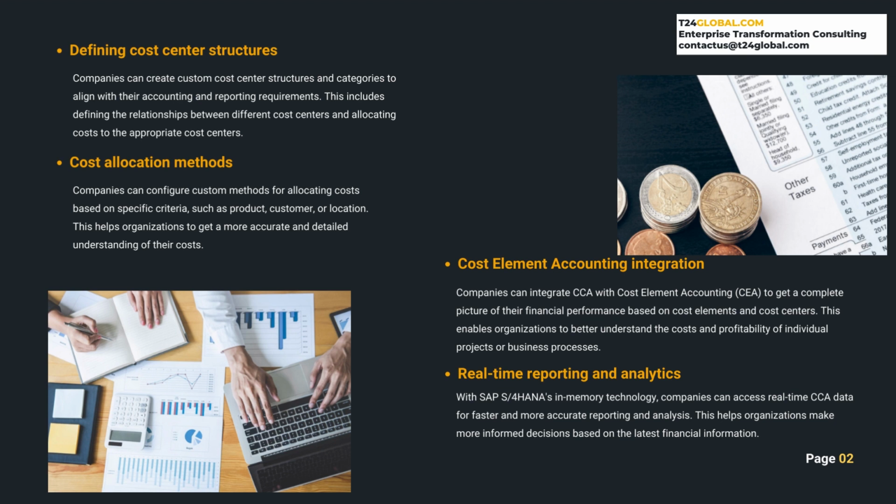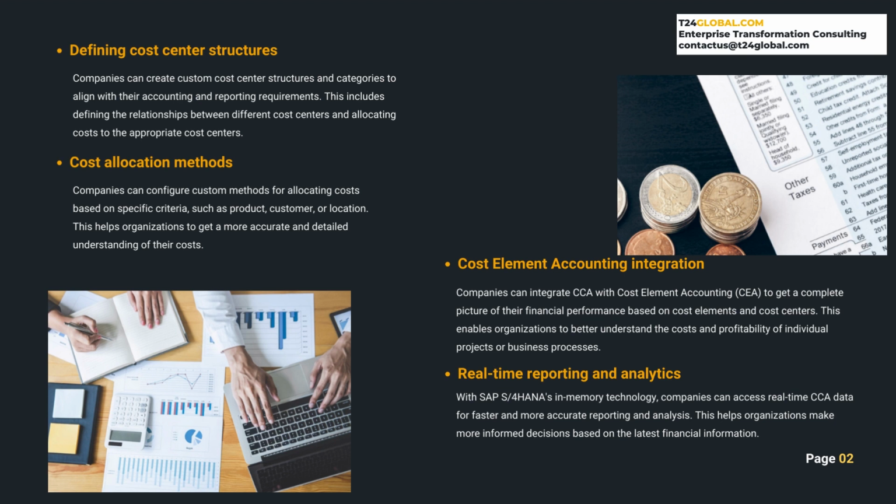Companies can configure custom methods for allocating costs based on specific criteria such as product, customer, or location. This helps organizations to get a more accurate and detailed understanding of their costs. Key IT customization needs for operations activities include defining the allocation rules, setting up the allocation keys, and configuring the allocation cycles. In terms of compliance, companies need to ensure that the cost allocation methods are consistent with their accounting principles and policies. Cost element accounting integration.